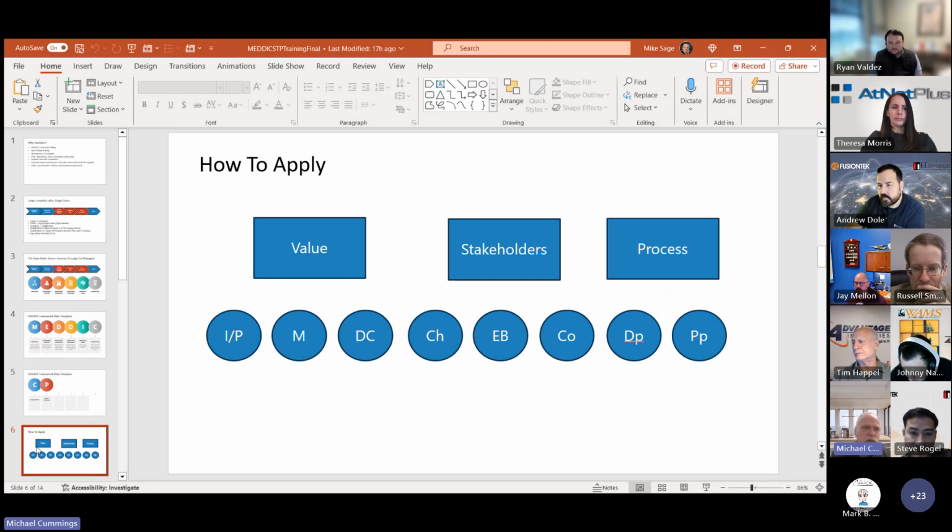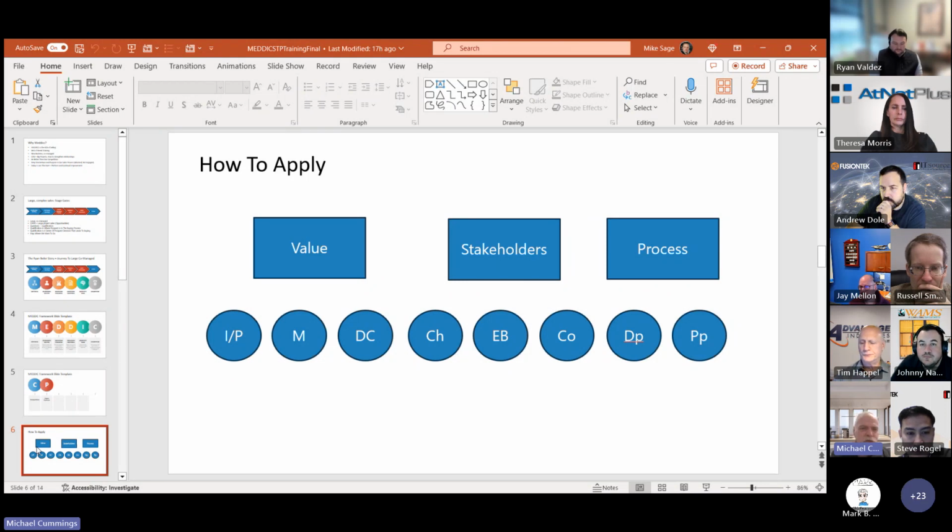And then process is the decision process, the paper process. What that says is, how do we keep energy and momentum in the deal moving forward? And what are the steps required for us to finally get a contract signed? So if you think about it this way, where it's a little more sequential in the deal, it starts to make more sense.